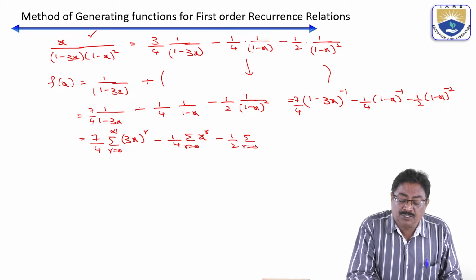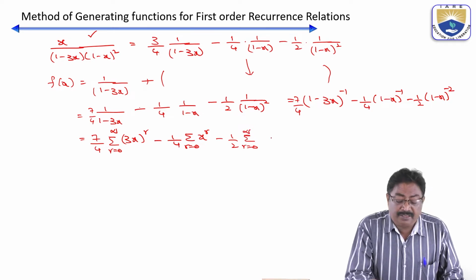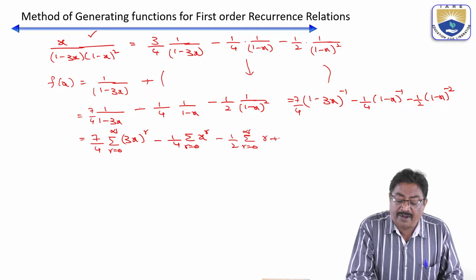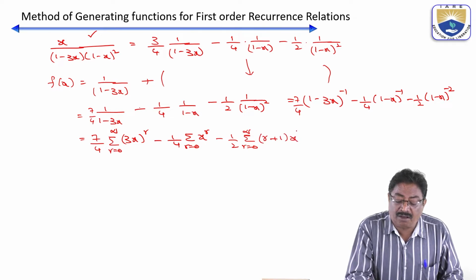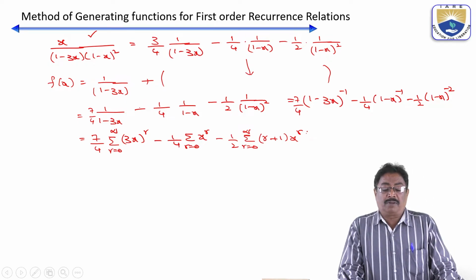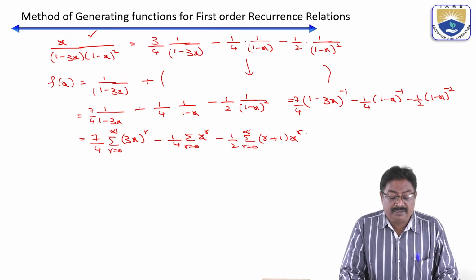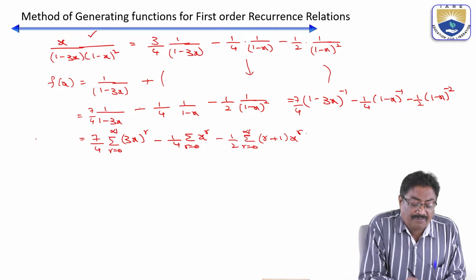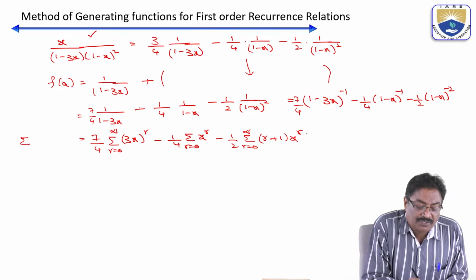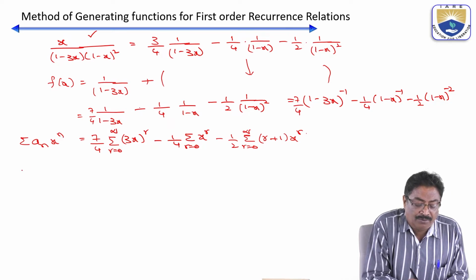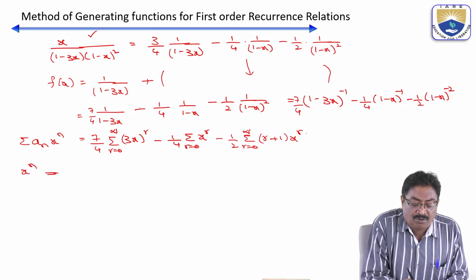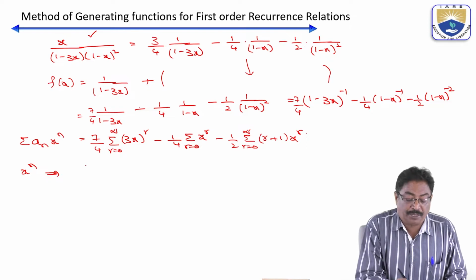r is equal to 0 to infinity, then it is (r plus 1) x to the power of r. Now this is f of n is equal to the summation of a_n x to the power of n. Now, the x to the power of n coefficient terms I am going to compare.